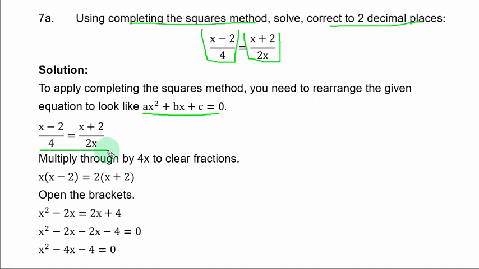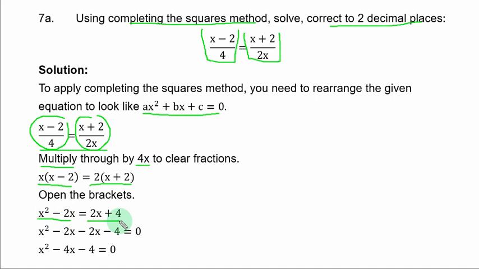To simplify, multiply through by 4s, the LCM of the denominators 4 and 2s, to clear fractions. If you multiply this term by 4s, 4 will remove 4, only s is remaining, that will multiply the numerator. If you multiply this term by 4s, 2 is remaining, that will multiply the numerator. So open the brackets. If you open this bracket, you have s squared minus 2s equal to 2s plus 4.